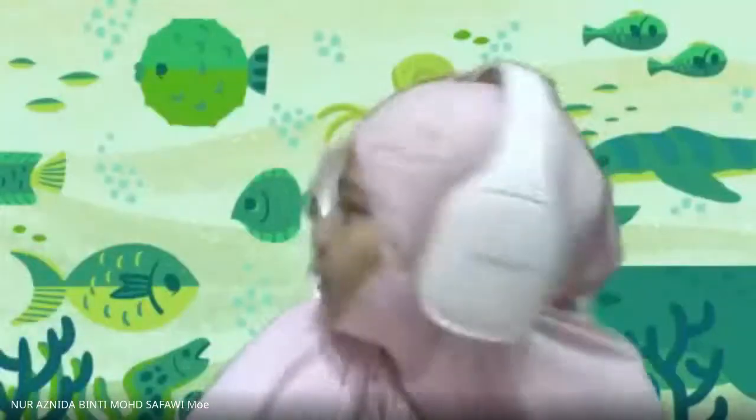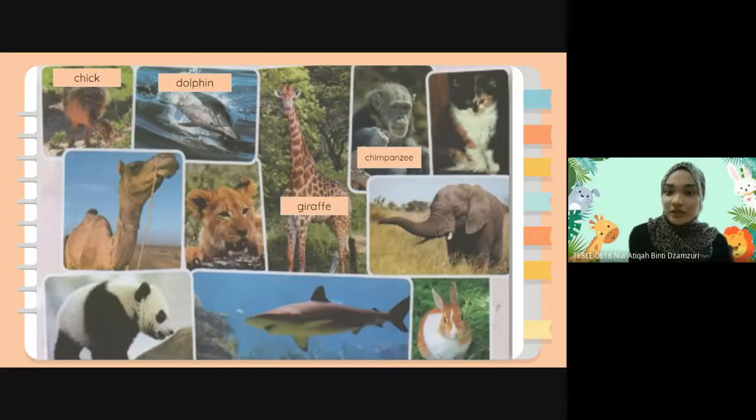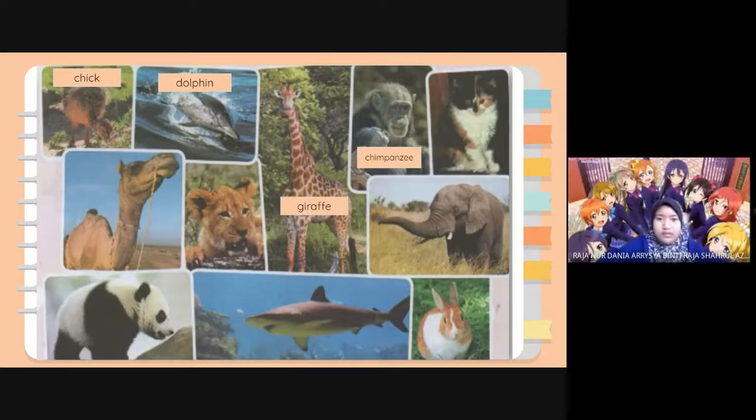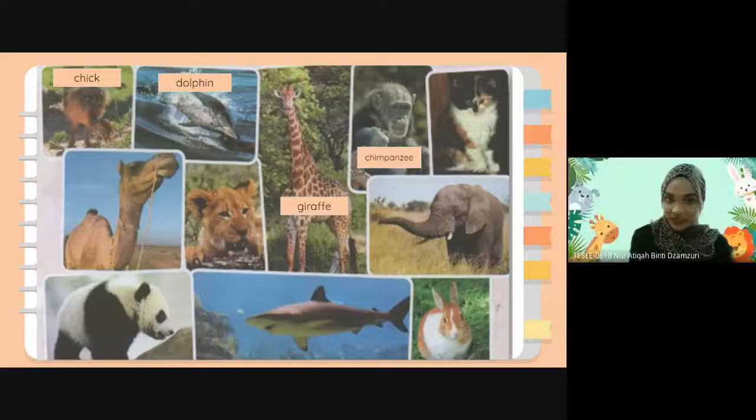Okay, picture number four. What is that? Yang comel tu. Warna hitam tu. Apa dia tu? Monkey. No, this is monkey's cousin lah. Sepupu monkey. Nama dia chimpanzee. Okay, it is chimpanzee. Rajin Nordanya Arisa. Do you like chimpanzee? No. Why don't you like the chimpanzee? Because chimpanzee is scary. Very good. Well done. Sebab Danya kata chimpanzee ni scary.